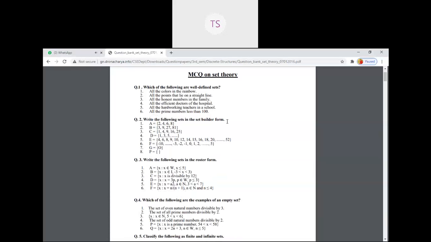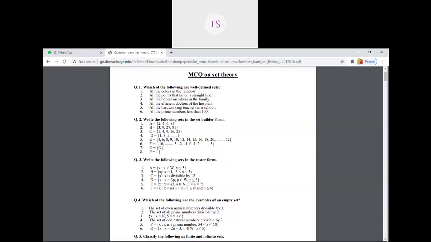In set builder form, what do we have to write? There are two forms to represent a set. The first one is tabular form and the second one is set builder form. Now question number 2: all the sets are given in tabular form, which means the elements are given directly. But you have to write the same set in set builder form. So in set builder form, you have to write the common property of the elements.